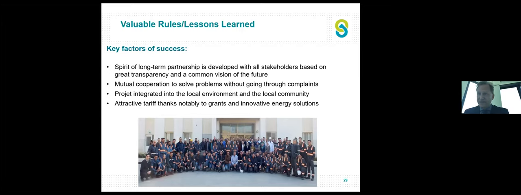As I said, it has to be linked, integrated into the local environment, the local community. Has to take into account climate resilience. Finally, I would mention it's important to be able to implement an attractive tariff. And I think the obtaining of grants and the innovative energy solutions have allowed us to have a plant which operates and which can be structured at an attractive tariff.